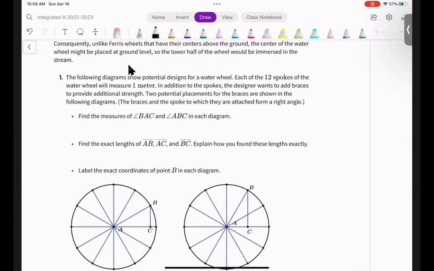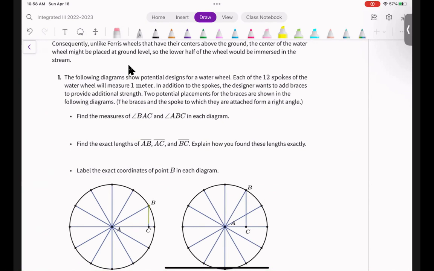Each of the 12 spokes of the water wheel will measure 1 meter. In addition to the spokes, the designer wants to add braces to provide additional strength. 2 potential placements of the braces are shown in the following diagrams. So here's one of the potential guys right there. Here's another one. The braces and the spoke to which they are attached form a right angle. So again, this is going to be your right angle. And you're going to be like, yes, right triangles. That means we're going to be using the Pythagorean theorem or sine, cosine, and tangent, right?